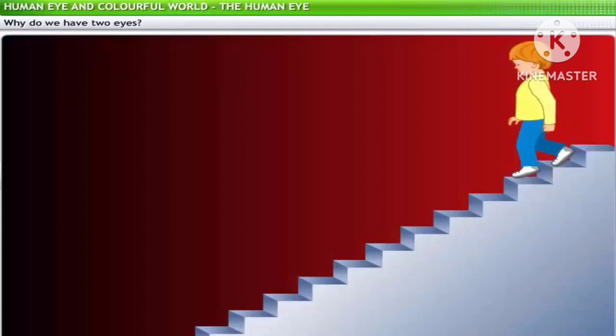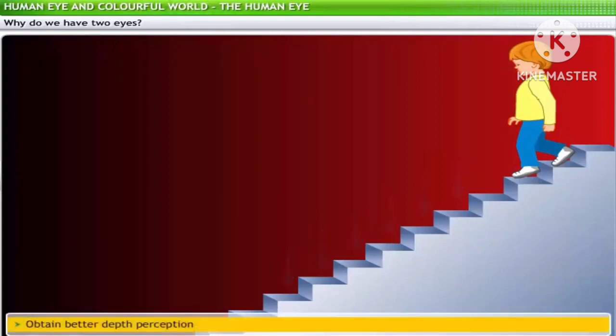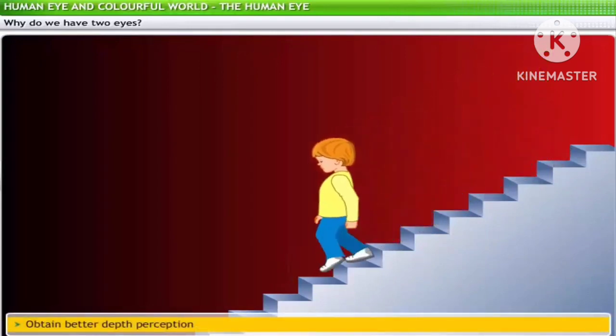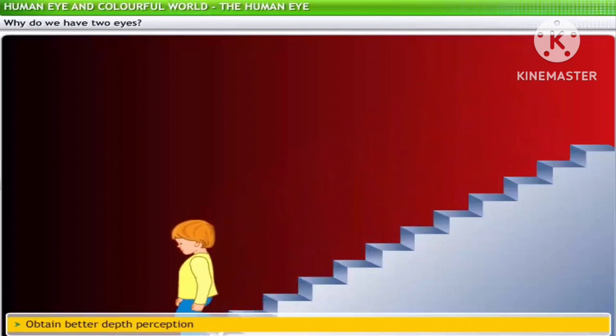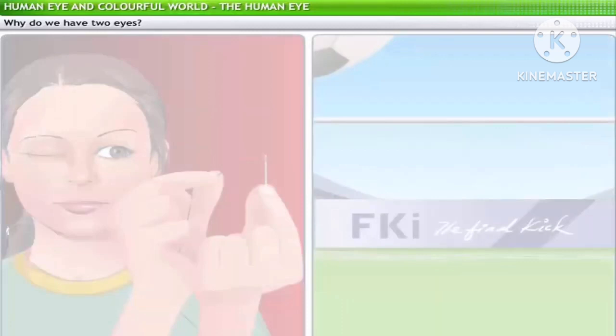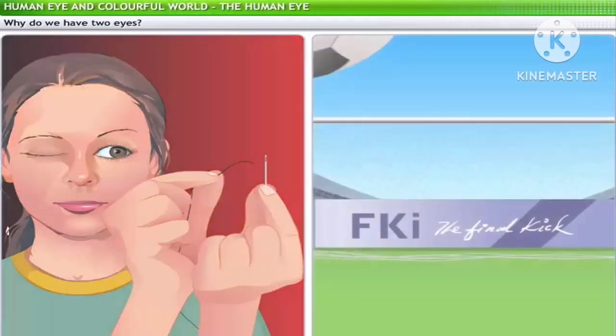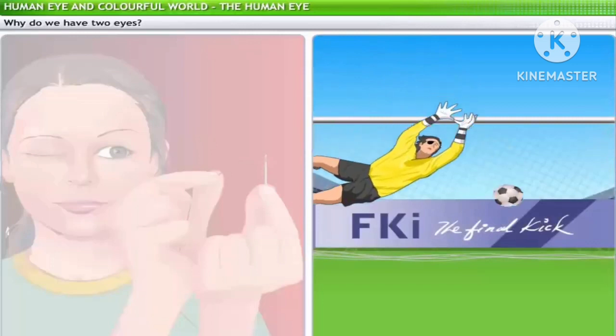Two eyes together provide you the visual ability to see the world in 3 dimensions. That is, they give you the ability to gauge depths. This is very useful while walking or judging distances. Try these activities to better understand the need of 2 eyes. Threading a needle with one eye closed, and catching a ball with one eye blindfolded.